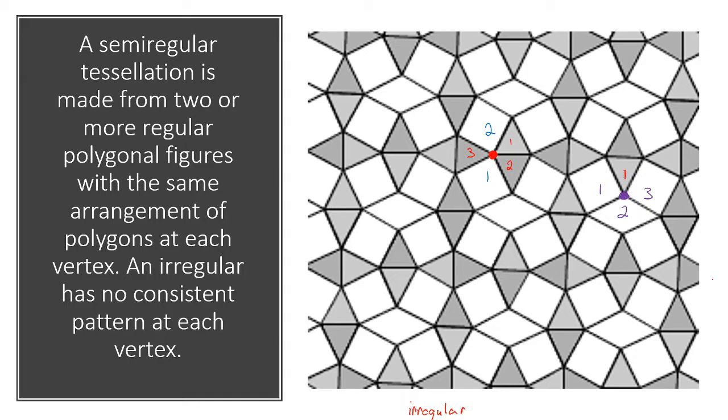So the same thing doesn't happen at each and every single vertex. So we're going to call this an irregular tessellation. So now this next one.